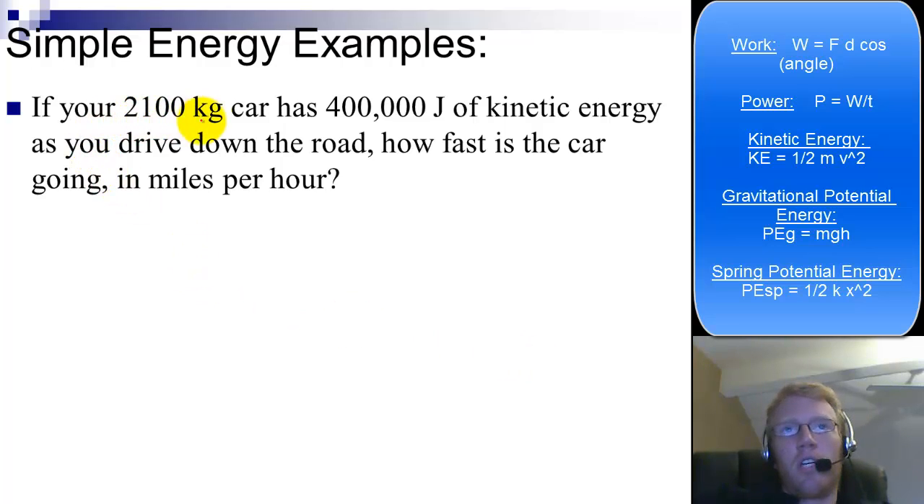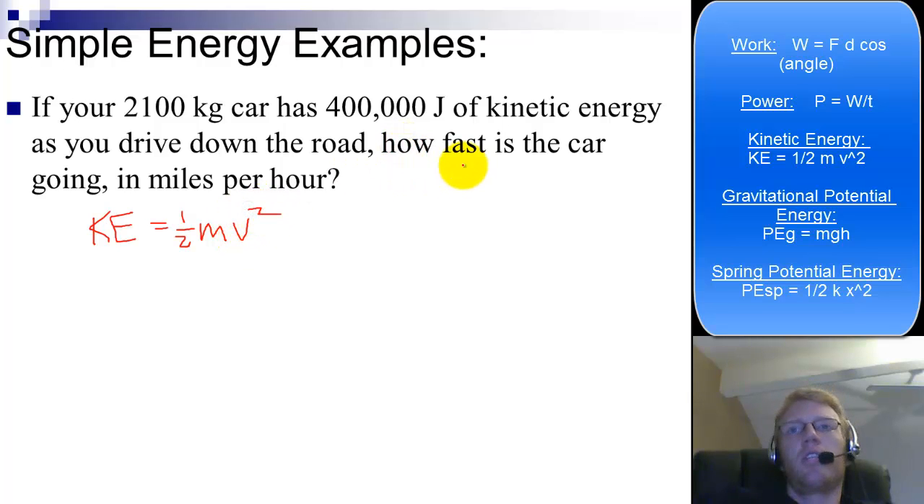Alright, a couple of quick examples, and we're moving right along. If your 2100 kilogram car has 400,000 joules of kinetic energy as you drive down the road, how fast is the car going? Our formula for kinetic energy is 1/2 mv squared. The question is, how fast is the car going? Before plugging in the numbers, we should probably solve for the velocity, yeah? So multiply both sides by 2.